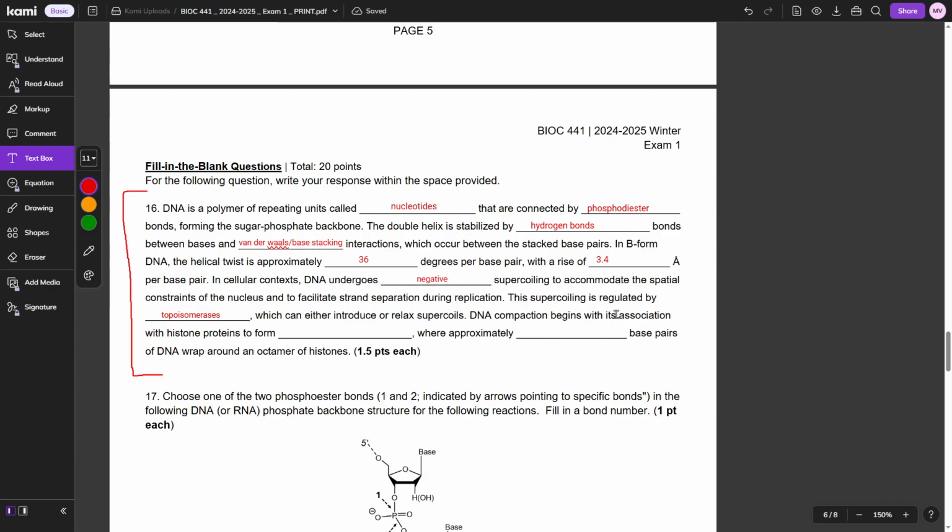DNA compaction begins with its association with histone proteins to form nucleosomes, right? Nucleosomes, remember, those are the complex of the 8 histone proteins, the octamer, plus the DNA wrapped around it, where approximately 147 base pairs are wrapped around an octamer of histones. I tried to hammer this home. It's 147 base pairs. Also something to write down on your note card. If you've done it enough, though, you'll probably just remember it, so I wouldn't be too worried about it. But, yeah.